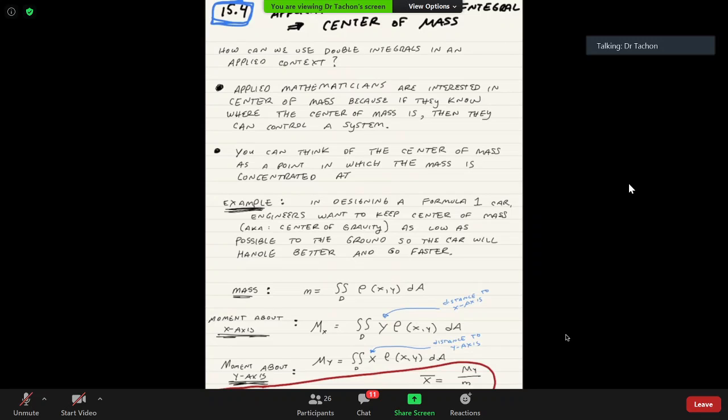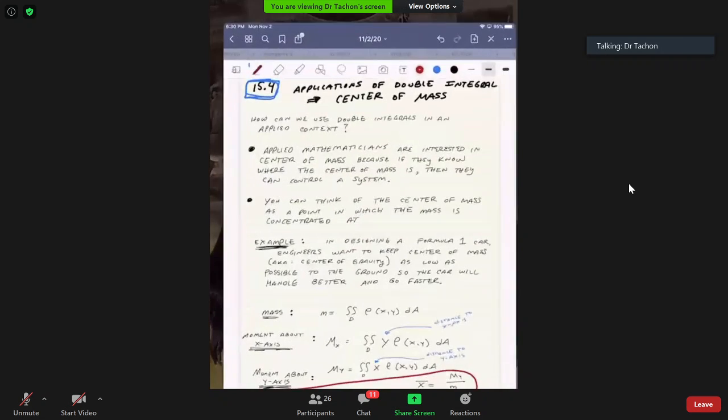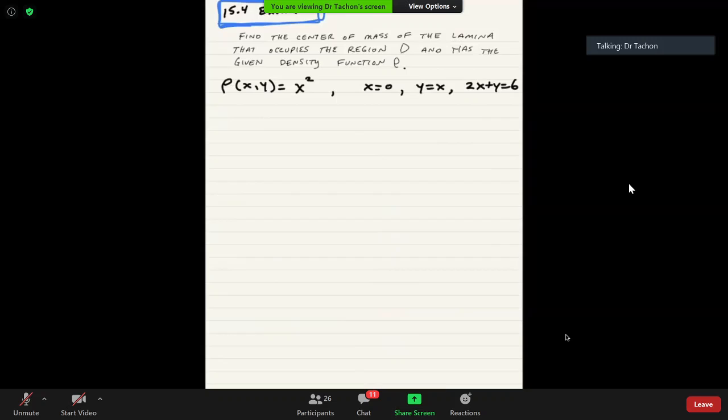Okay, so let's go back and take a look at our example. It just keeps freezing when I sit on one page for too long. Find the center of mass of the lamina. Okay, so what do we need to do first?